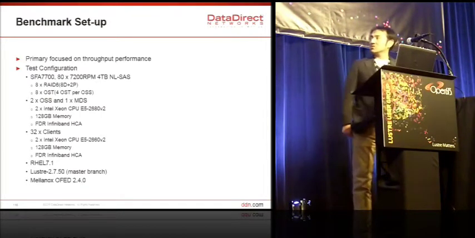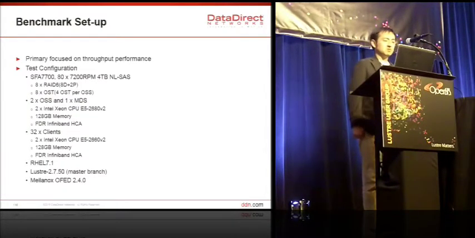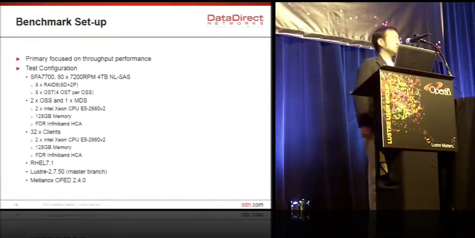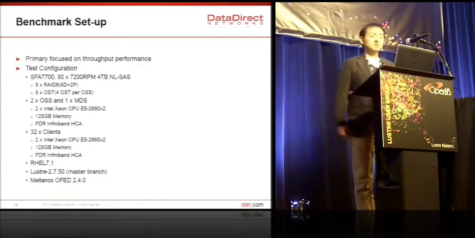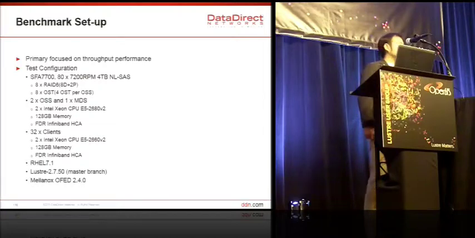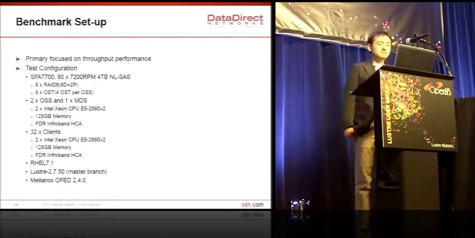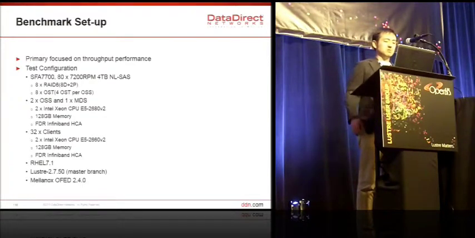So this is the test configuration. We have a DDN SFA7700, which is a small hardware storage box. We have an InfiniBand network as well. We still keep the hardware RAID configuration under Btrfs. So we created RAID 6 volumes, and we have 2 OSS and 1 MDS. Each OSS has 4 OSDs. Then at maximum we have 32 clients connected over InfiniBand.